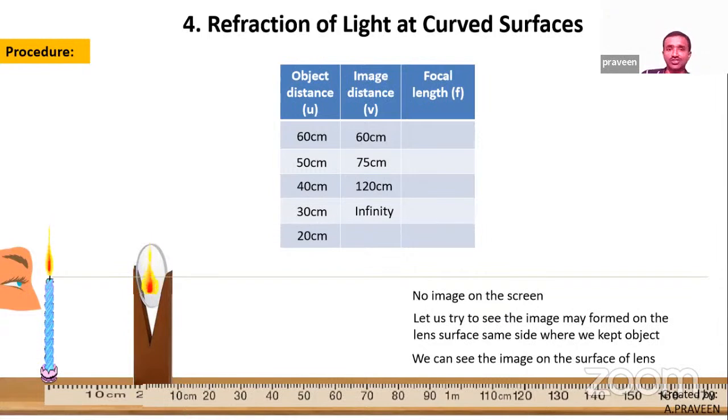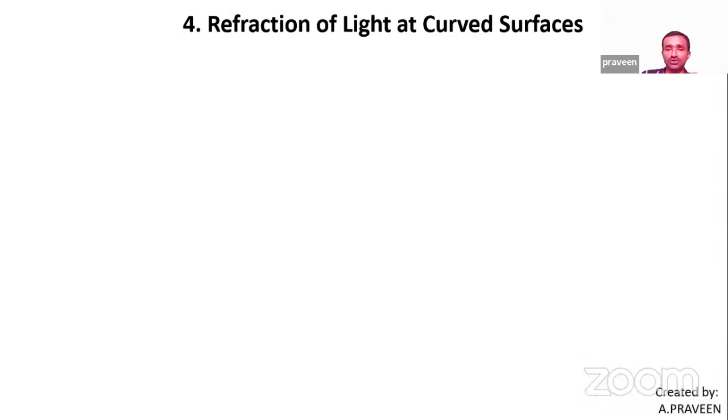Okay, so this is what you are observing on the surface of the lens. That distance also we are able to write, but I will give it as on lens. You can move the object to 10 centimeters also, and you will obtain the same thing. So these are what we observed. That is about the lab activity.